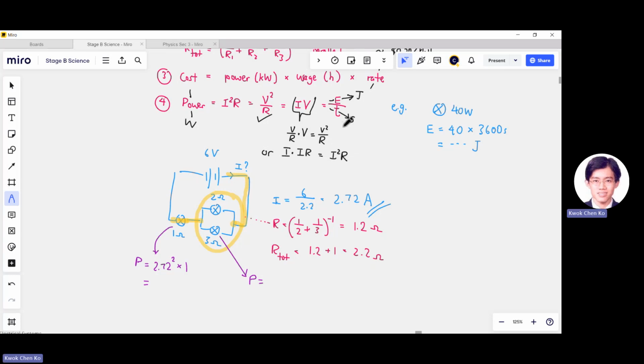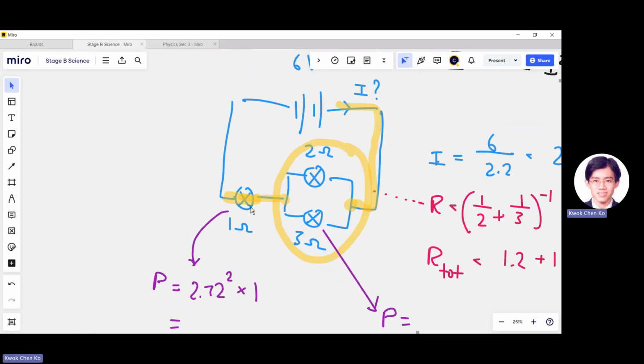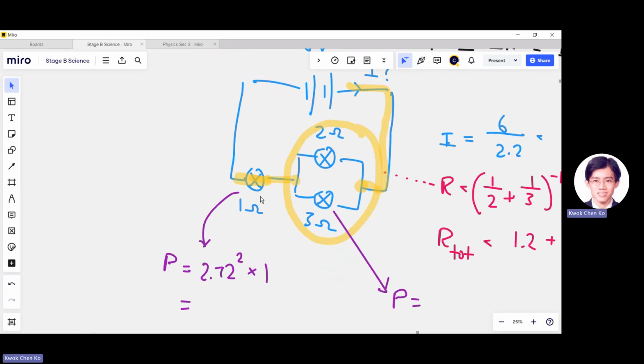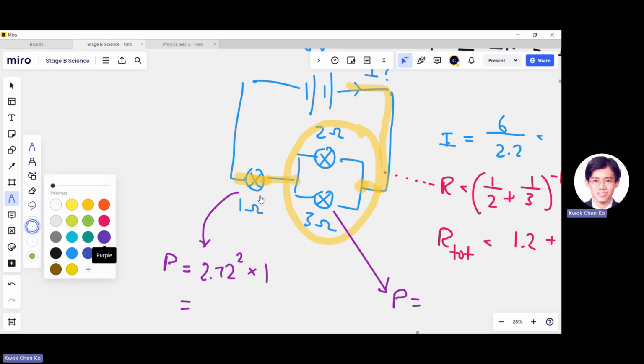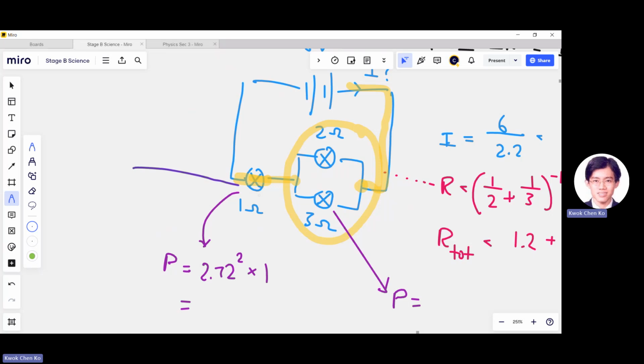Okay, I'll tell you how I will do it. Now, this one here, do you know the voltage? You don't, right? So I have to work it out. Just bear with me while I work on this one. The voltage is IR. You know the I, 2.72, and you know the R1. So the voltage is 2.72 volts here.